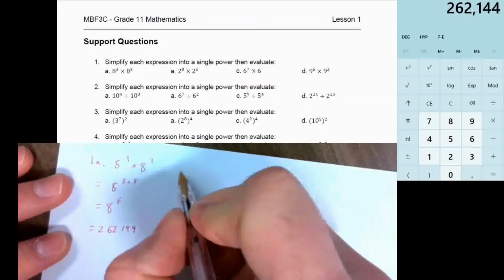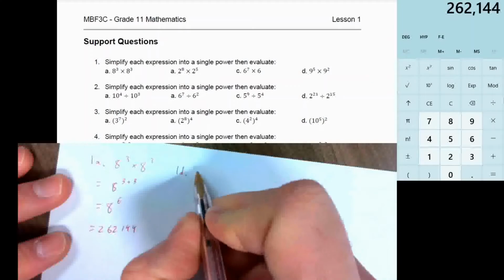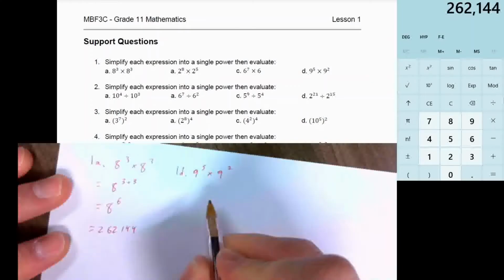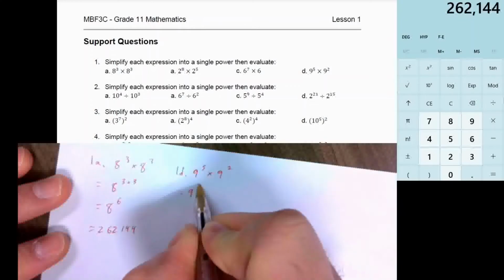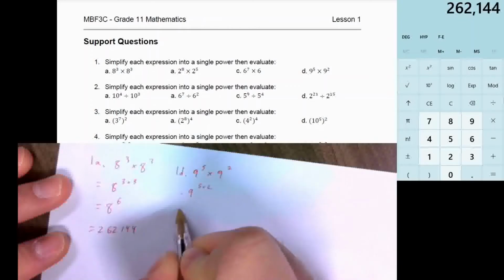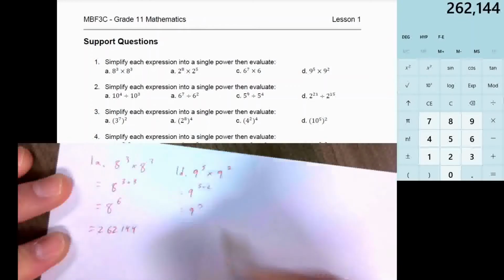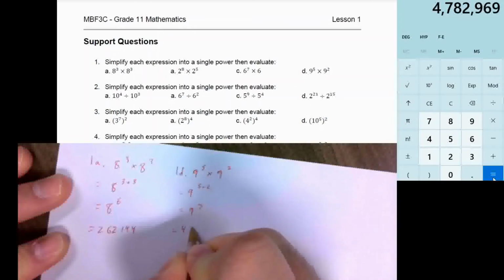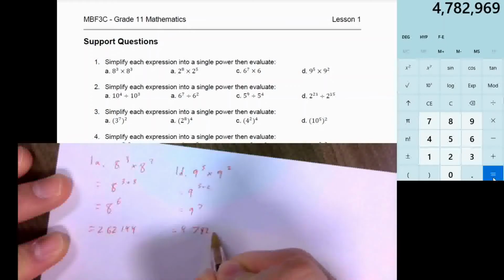Let me try 1D. 9 to the 5 times 9 to the 2. Here I'm adding the two together, 5 plus 2, 9 to the 7, and then 9 to the power of 7 is 4,782,969.